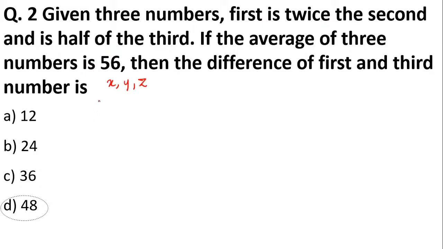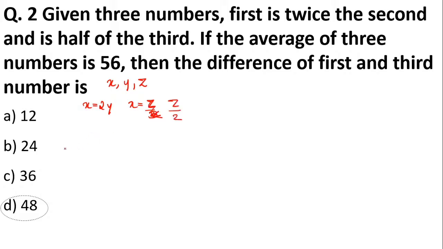So they are saying the first is twice the second. So the first number is twice the second, means x is equal to 2 into y, right? And x is also half of the third. So what is the third number? The third number is z. So x is z upon 2.